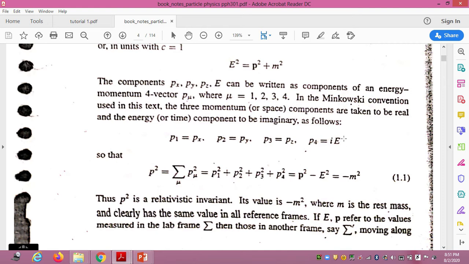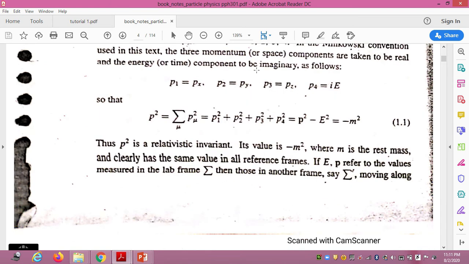And P4, which is the energy part, once you square it, i square will be minus 1. And therefore, E square minus E square is going to come out of this. And from this equation, you can see that it will be minus M square. Is that okay? Real, and the energy component is taken to be imaginary. So we are talking about the 4 dimensions where 3 are related to space and 1 is related to time. Now here you can see that whenever we are squaring it, p square, it is nothing but the square summed over all the indices. Okay, so here we have 4 indices, that is 1, 2, 3, and 4.